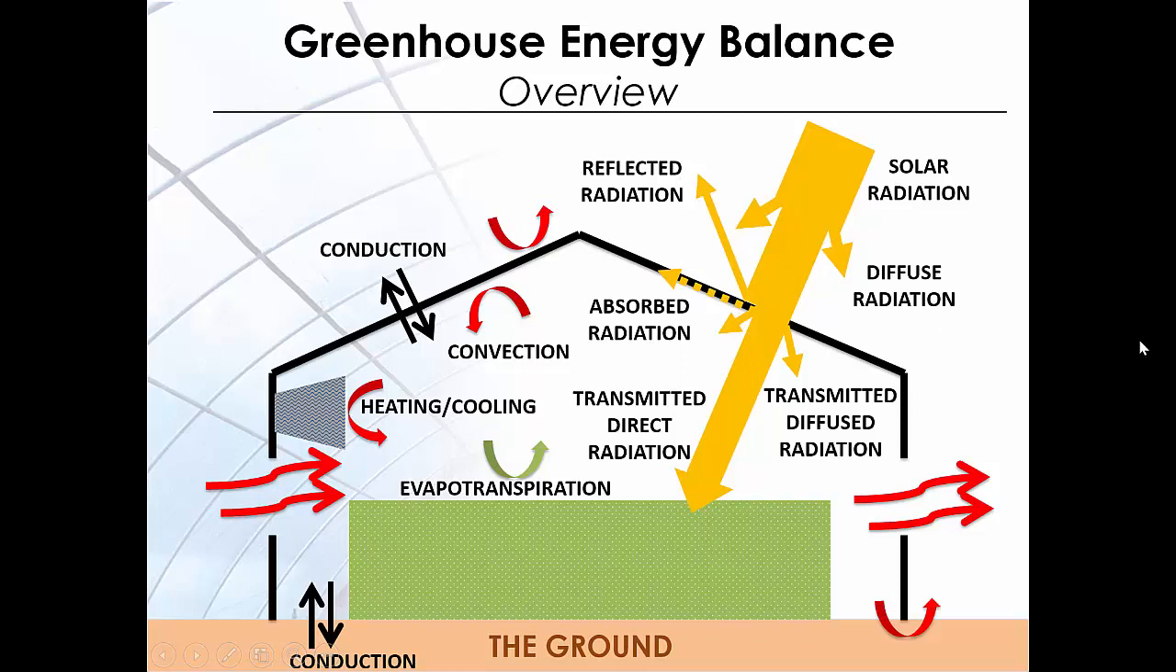There are other exchange processes that happen between the greenhouse interior and the exterior, and also between the crop canopy and the ground, or greenhouse interior and the ground. As you can see in this image, some of these exchange processes are illustrated. For example, conduction, convection, heating and cooling, evapotranspiration from the plant canopies, conduction between the greenhouse interior and the ground, as well as greenhouse ventilation or infiltration from or to the greenhouse space.